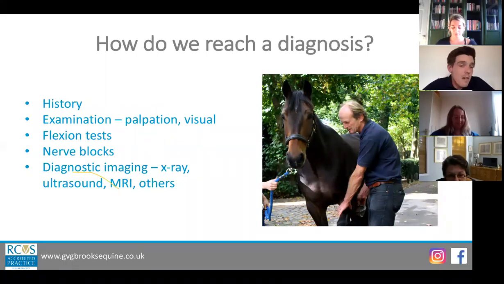So CT, which is 3D X-rays, basically. Sometimes we might be reaching for those to help us. CT is particularly useful if we are concerned about osteoarthritis in the neck, so in those facet joints in the neck, which is not an uncommon cause of poor performance in horses, and we'd be going for CT for those. And then there's other things that we use very occasionally, like bone scan as well.